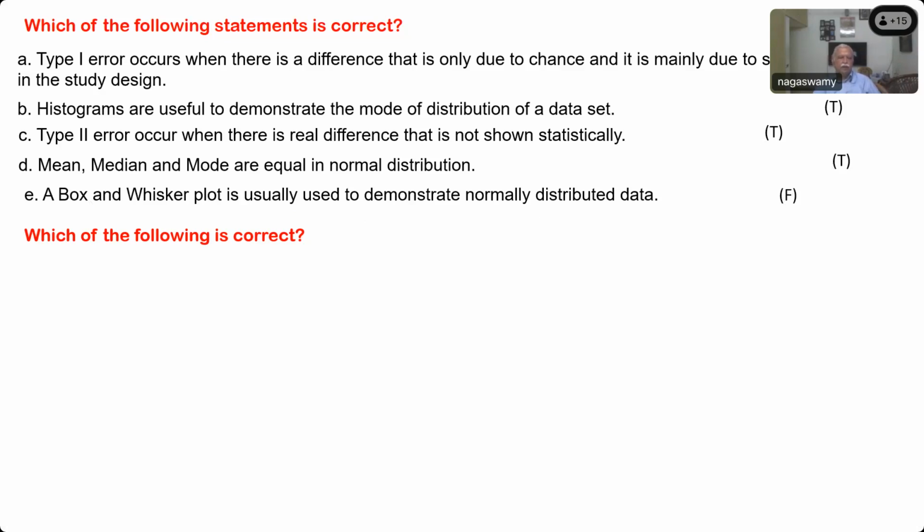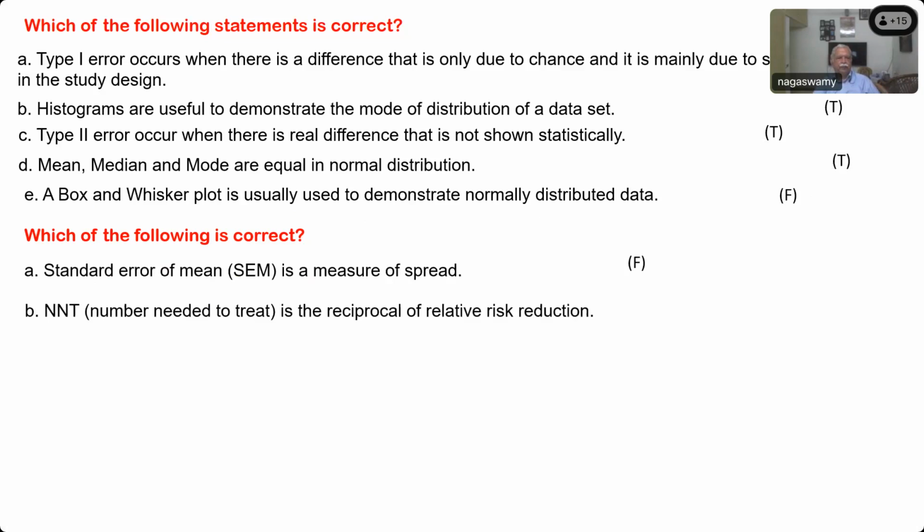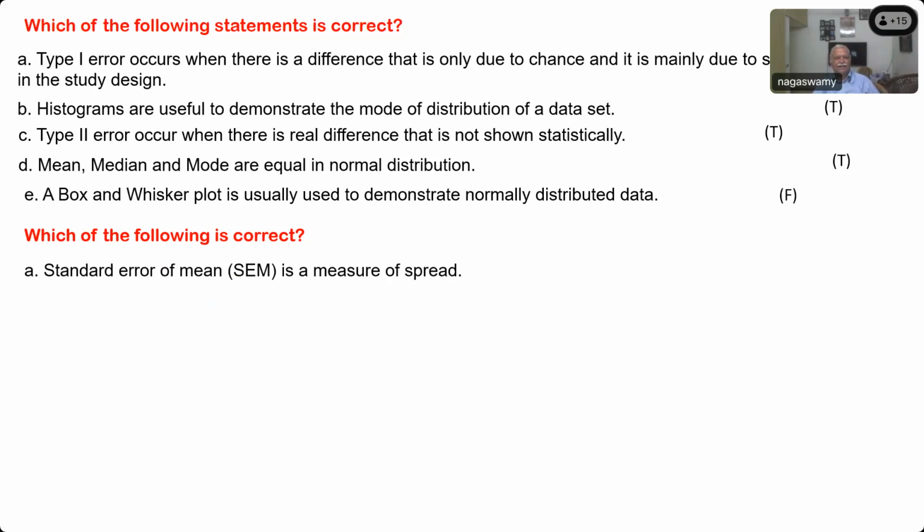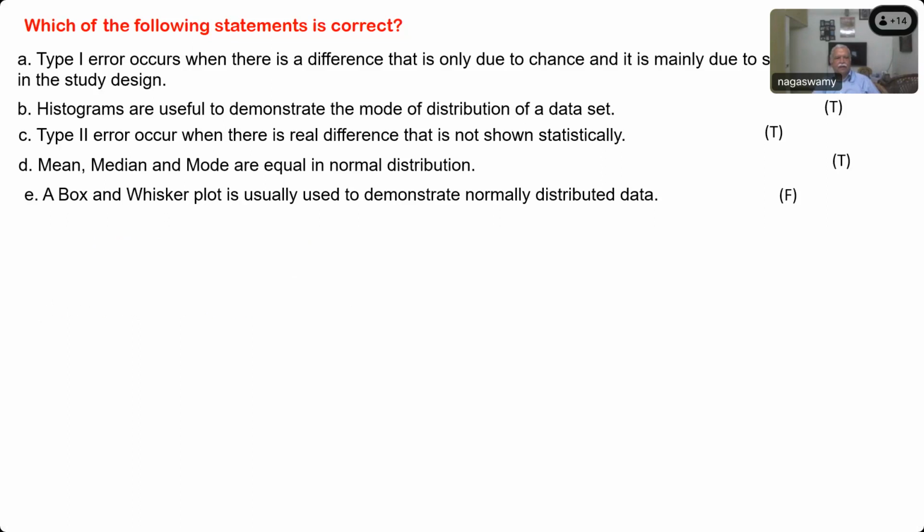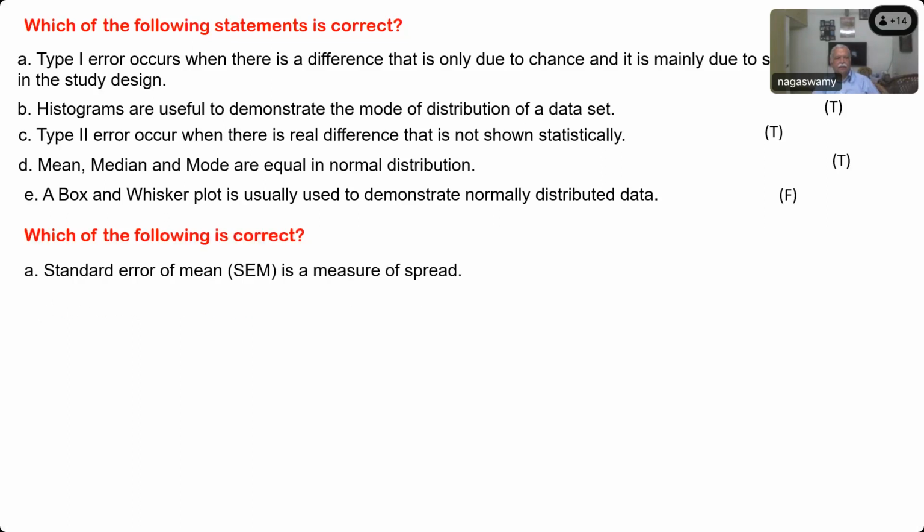Which of the following is correct? Standard error of mean is a measure of spread. Is it correct or false? Already I have shown you the answer if you are being careful, because this is not correct either. The answer for this is false.